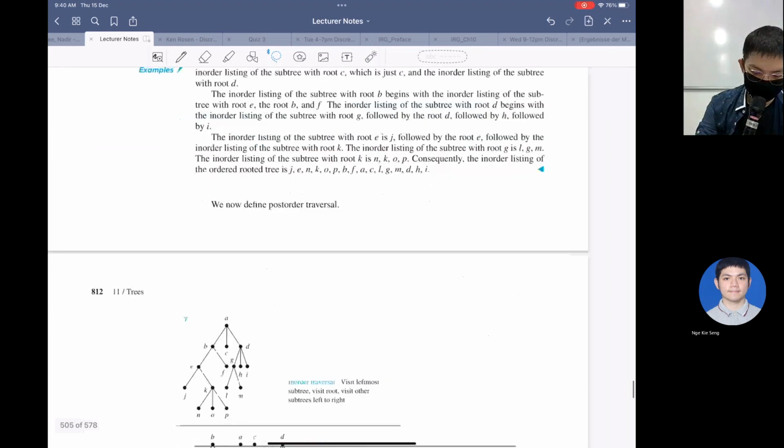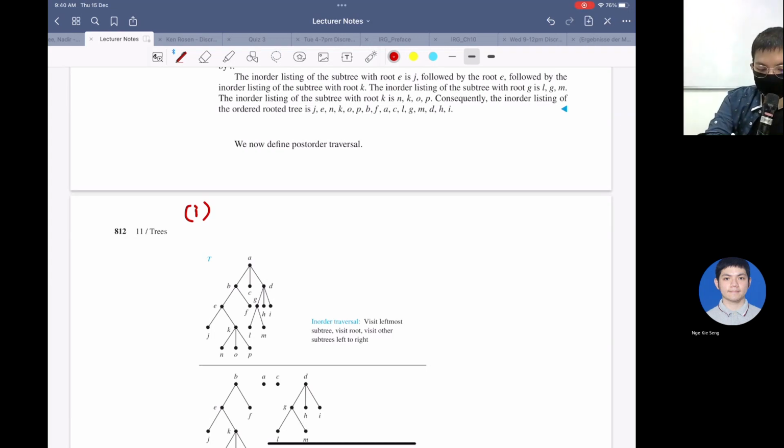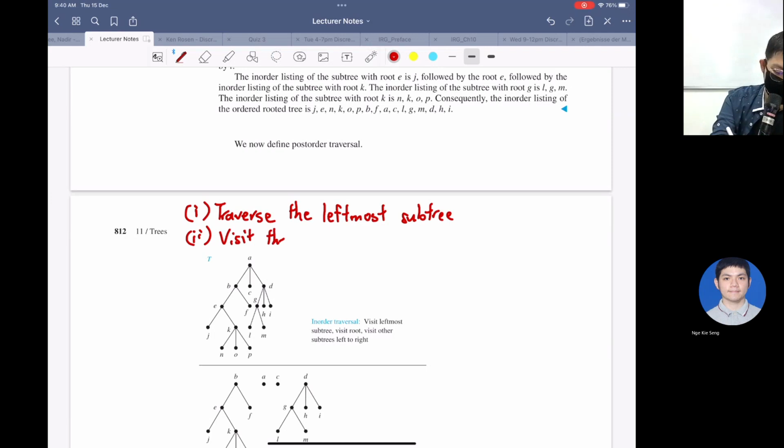Okay, so let's try in order. So we have the same tree, I think. Yes, correct. We have the same tree, but now we play around with the procedure a bit. So first we traverse the leftmost subtree. And second, we visit the root. And then third, we traverse the right subtree.